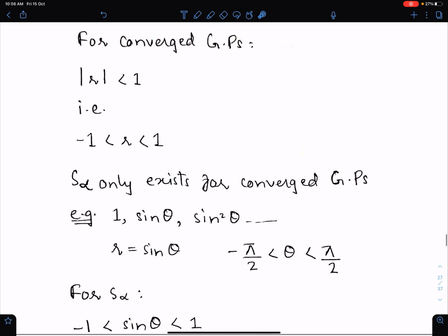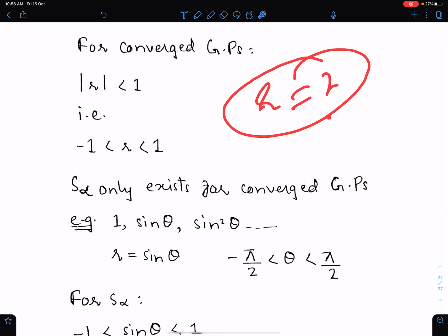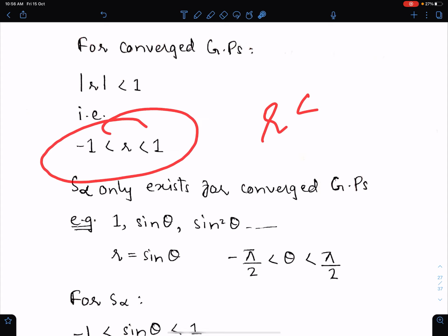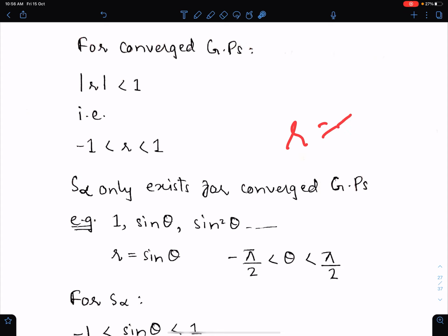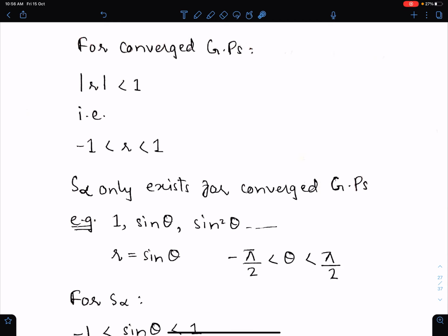This is very important. For converged GPs, modulus R should be less than 1. And this means R lies between minus 1 and 1. So when R is 2, the GP is not converged because R is outside this range. When R is within this range, for example R is minus half, or let's suppose 2 upon 3, then the GP will be converged. Converged GP means the sum to infinity will exist. And S infinity only exists for converged GPs.